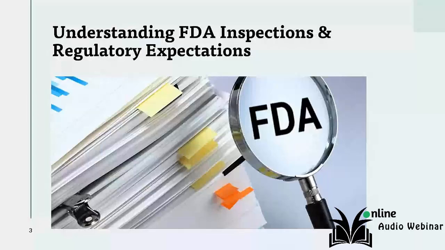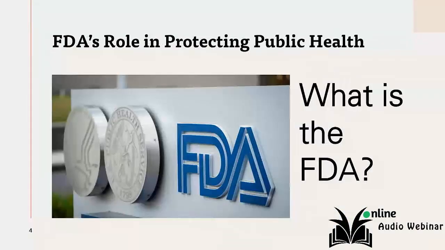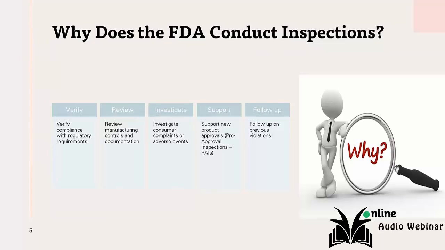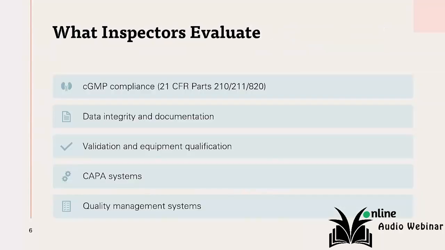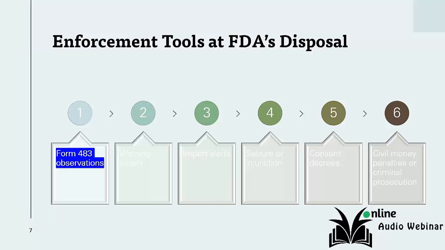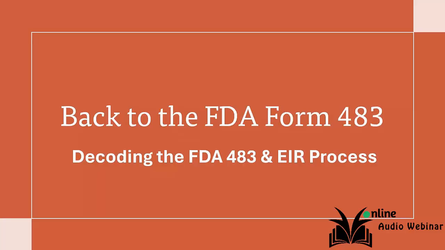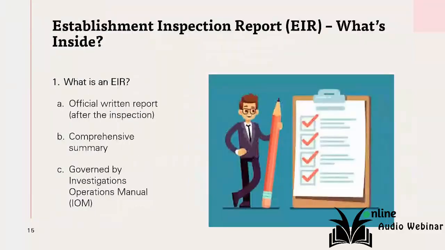So first, let's have an understanding of the FDA inspections and the regulatory expectation. What is the FDA? The U.S. FDA is the U.S. Food and Drug Administration. It's the federal agency within the Department of Health and Human Services. So why does the FDA conduct FDA inspections? So what inspectors evaluate? So enforcement tools that are at the FDA's disposal. So now let's get back to that form 483. What is a 483? So what is the establishment inspection report?